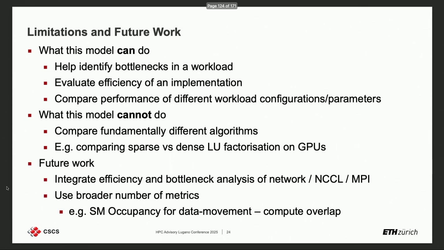Now, in terms of future work, there are a few things that this model is still missing. First of all, currently we don't have an implementation for this. We have not yet integrated the efficiency and bottleneck analysis of network, NCCL, and MPI components. In theory, there is no problem in doing this. It's just that you need to actually write the code to collect this data.